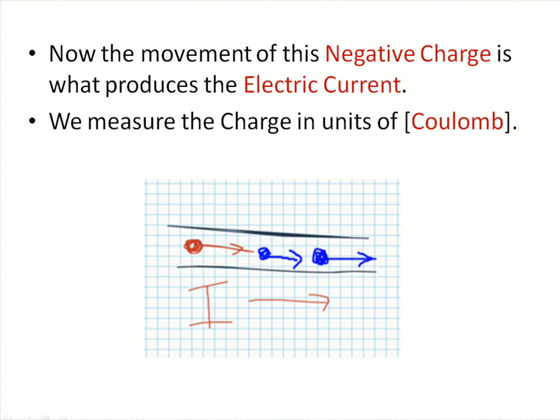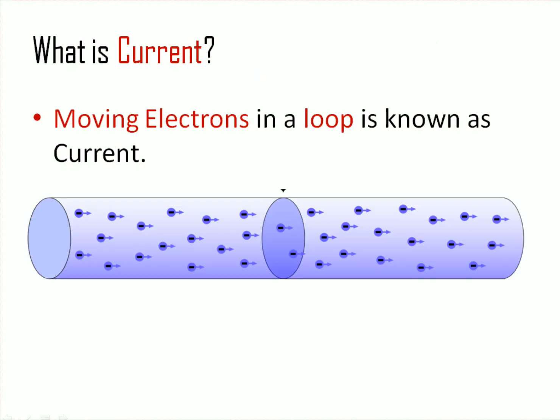We measure the charges in coulomb, so the unit of charge would be coulomb, named after the scientist Coulomb. Now, what is current? Current is basically moving electrons in a loop. Why is it a loop? Because it has to be a closed circuit. If imagine there's an open end in the circuit, the electrons will not flow because they will not have the pressure. To flow electrons across an open gap, you would need a tremendous amount of voltage. We're going to come to that next.